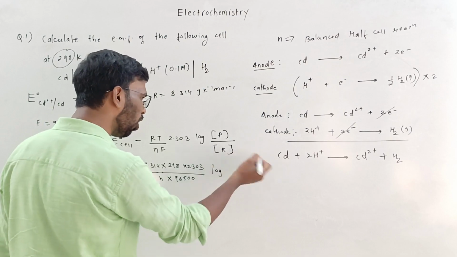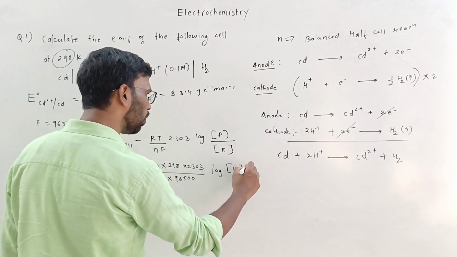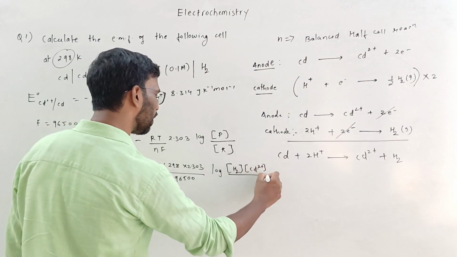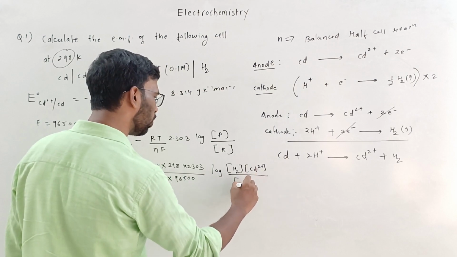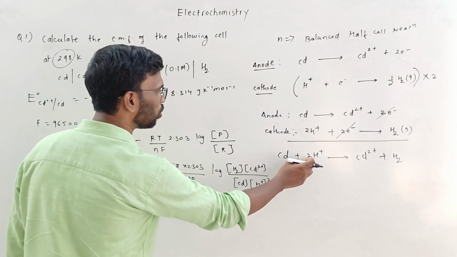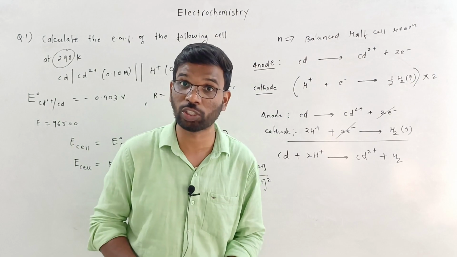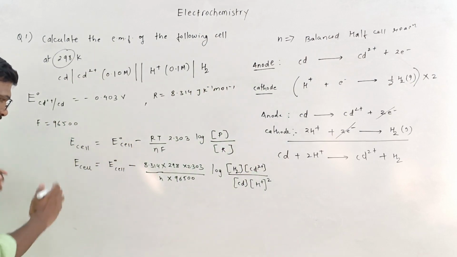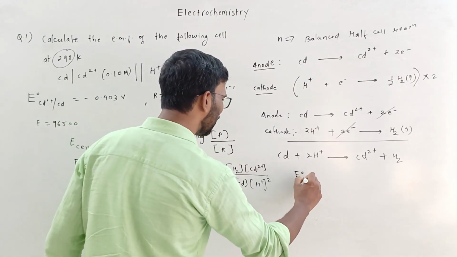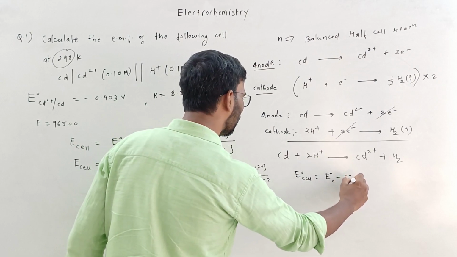So here the log will be the concentration of the product, that is H2, and the concentration of cadmium 2 plus, upon the reactants: the concentration of cadmium and the concentration of H plus raised to 2, because the stoichiometric coefficient is 2 over here. That's why this balanced chemical equation is very important. So E cell, now what is E naught cell? E naught cell is E naught cathode minus E naught anode.